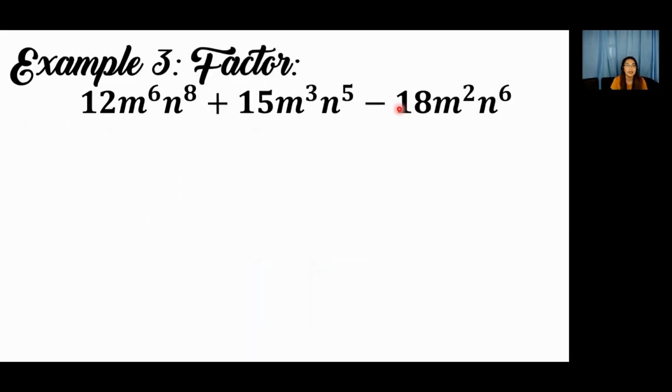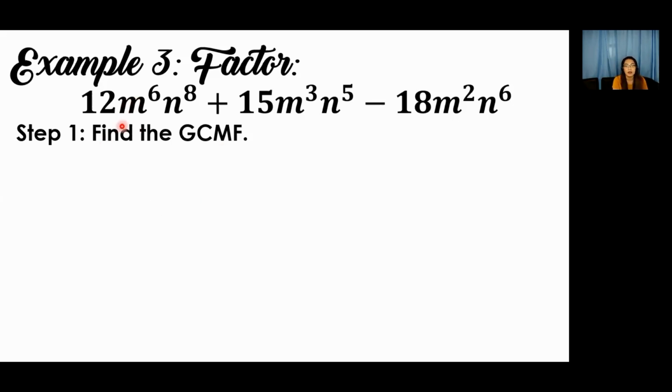Another example, example number 3. Let us factor this trinomial. We have here 12m to the 6th power n to the 8th power plus 15m cubed n to the 5th power minus 18m squared n to the 6th power. Ang dami, di ba? Parang ang hirap. Pero madali lang yan. We have to follow the steps, find the GCMF.